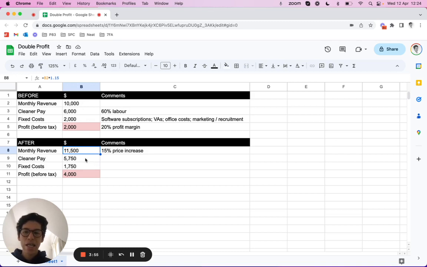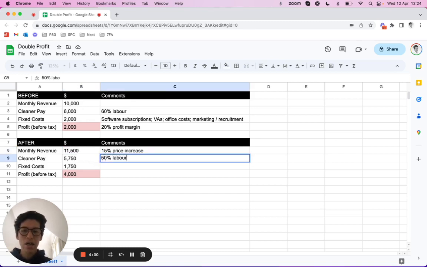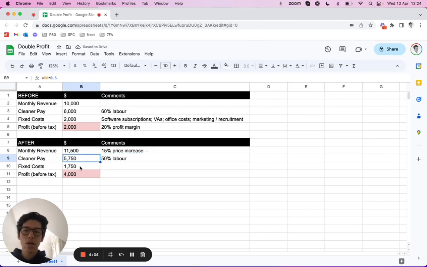The second thing that we can do is, rather than paying our cleaners 60% of the revenue, we can pay them 50%. So 50% times 11,500 is 5,750. What that's telling us is that if we had a $100 job, we'd pay our cleaners $60 beforehand, whereas with the 50% labor, it would be $50 out of that.